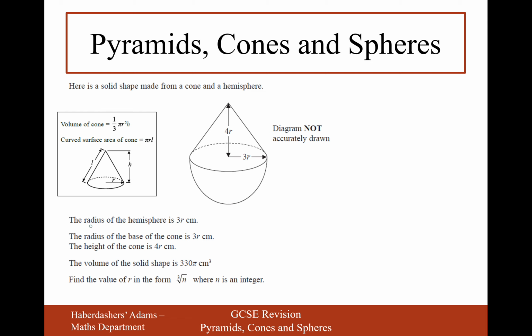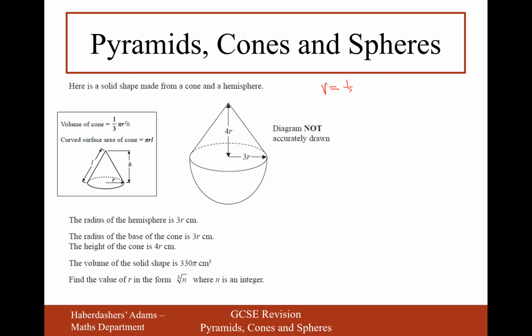Right then, so we have a radius of the hemisphere of 3r and a radius of the base of the cone of 3r as well. The height of the cone is 4r. The volume of the solid shape is 330 pi. Okay, so let's work out the volume of this shape. First of all, we need the cone formula.